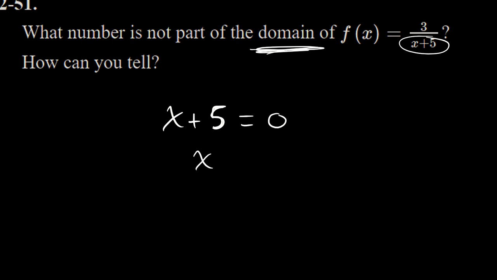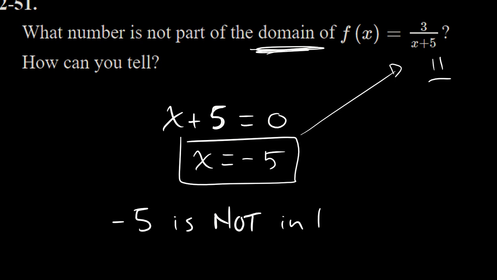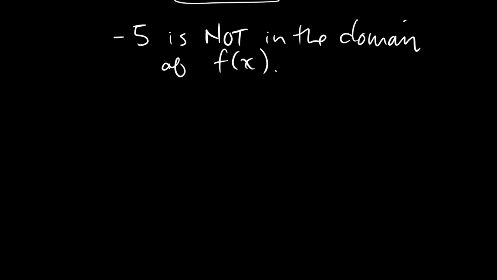If I solve this for x, I get that x can't be negative 5. The moment x is negative 5, I get a problem with this domain. If x is negative 5, this is a bad day because I'm dividing by 0. So I'll say negative 5 is not in the domain of this function f of x. It's not in the domain. And that's it. We're done.